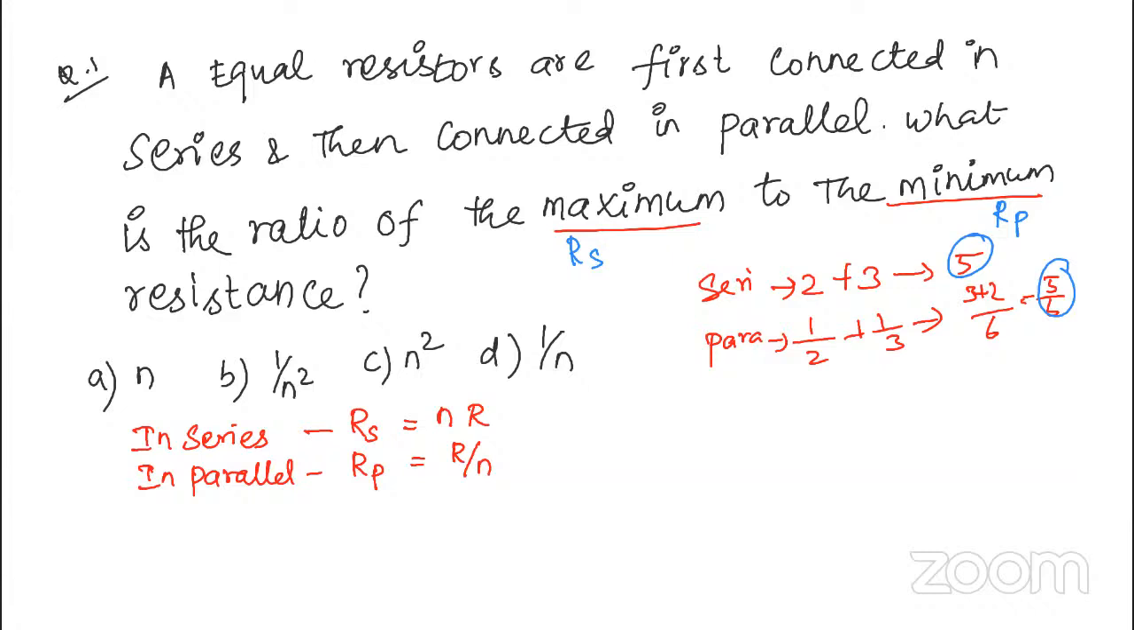In that problem, they are asking the ratio, no? So ratio means it is RS by RP. So put it and solve. RS divided by RP.